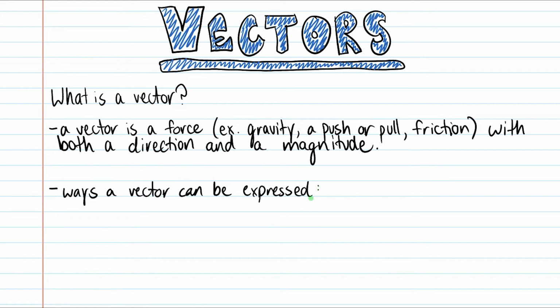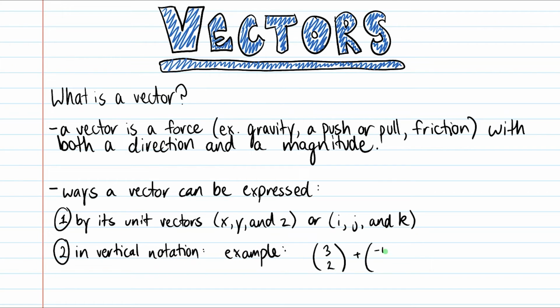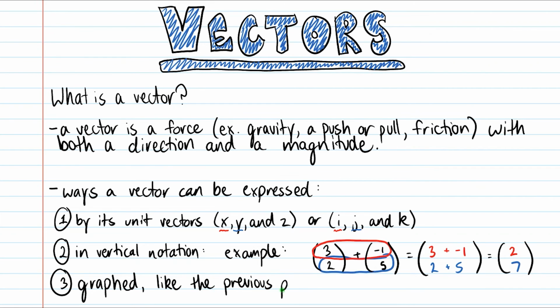And finally, let's talk about how to express a vector. There are different ways. So we can do it by its unit vectors, x, y, and z, or i, j, and k. Those are basically equivalents. We could do them in vertical notation. Here's a great example, where in this case, we're just using x and y, or i and j. And I'll show you just briefly how to add vectors like that. Or they can be graphed, like the example that I just showed you previously.